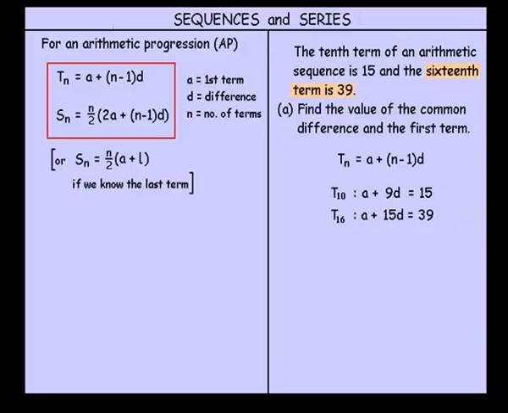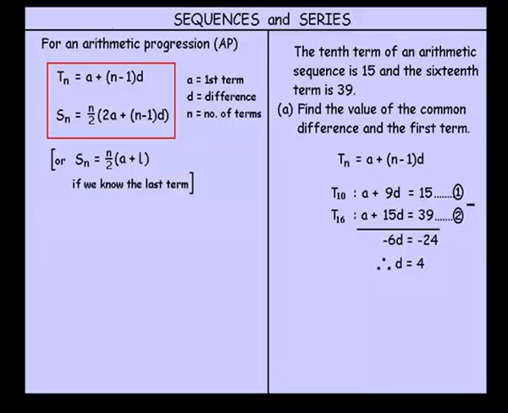Very good. At this stage then, we have a couple of simultaneous equations, we'll call them 1 and 2. So we're going to subtract, and because we do that, we'll get rid of the A's. So A minus A, that's gone. 9D minus 15D gives us minus 6D. 15 take away 39 equals minus 24. So let's solve that. Minus 6D equals minus 24, works out therefore D is equal to 4.